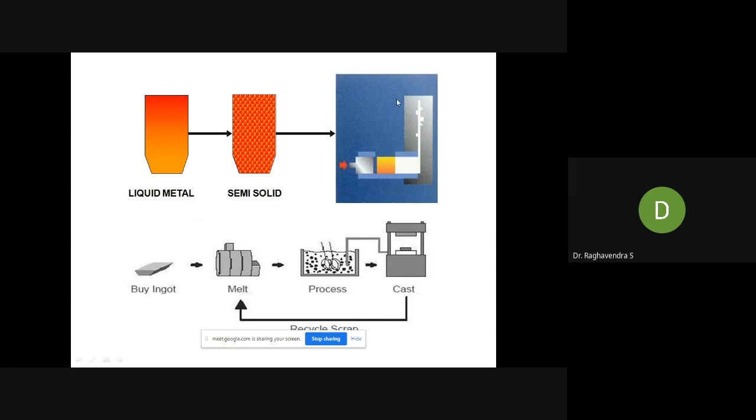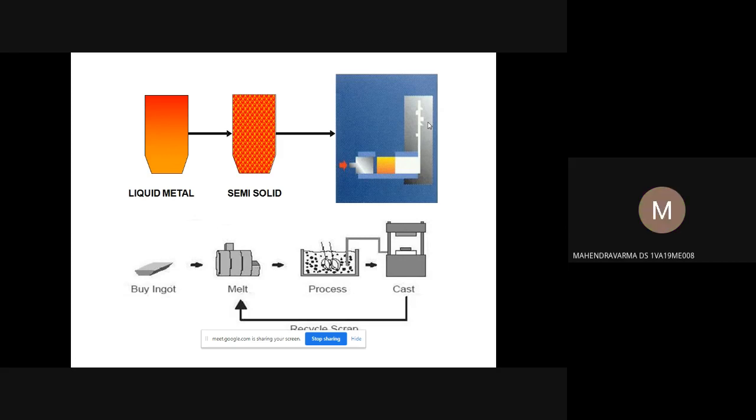What happens before pouring into these dies? These dies are also heated to 200 degrees Celsius, 300 degrees Celsius, before pouring the molten metal into the die. So they preheat the dies. Getting my point? This is the only difference you have to find out here. Any doubts?